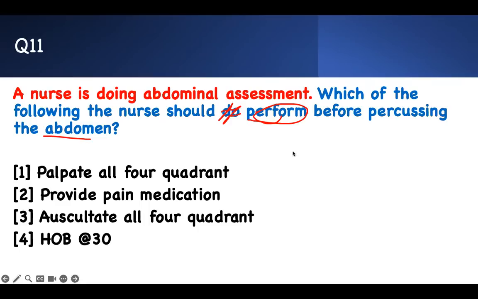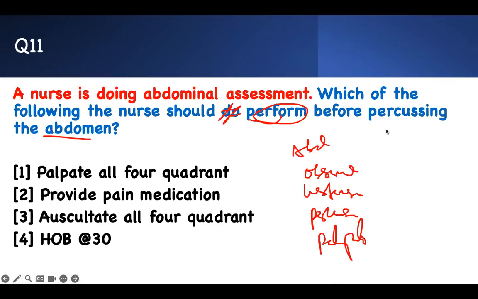If you have to assess a patient, first what? In abdominal exams, you have to observe, right? Let's look. Then what? Then you listen, you percuss, and you palpate. So what would you do before percussion? You palpate all 4 quadrants, give them pain medication, auscultate, or raise their head of bed 30 degrees.